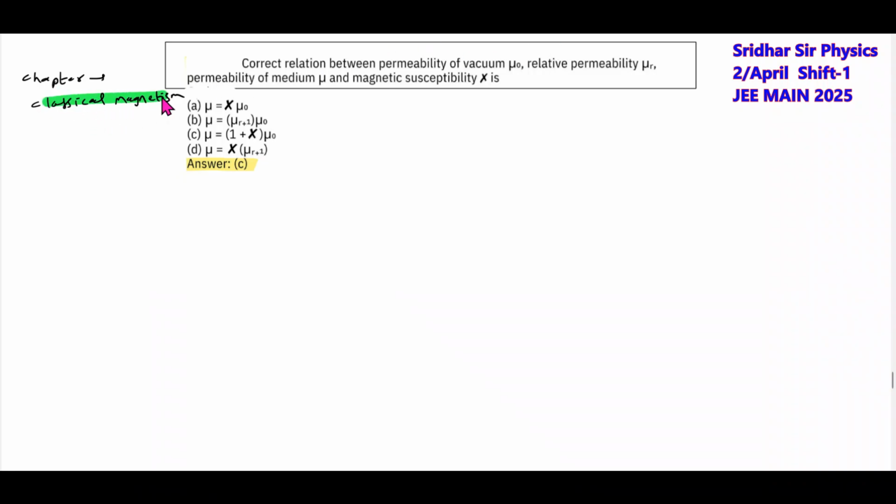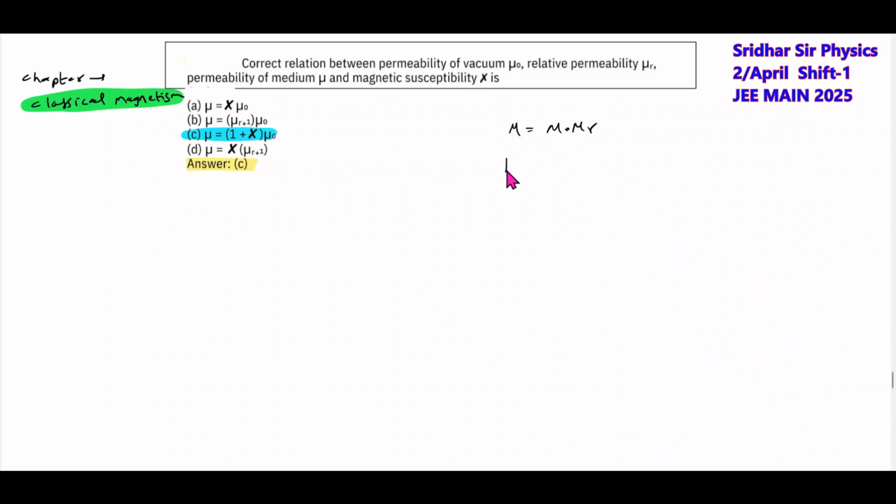This is a question based on classical magnetism. Characterization between permeability of vacuum mu naught, relative permeability mu r, permeability of medium, and magnetic susceptibility. These are the equations asked. So this will be just definition based. The permeability of medium is equal to how much? (1 plus susceptibility) into mu naught, where this is chi, mu naught, and this will be that of the medium, where mu will be equal to mu naught into mu r.